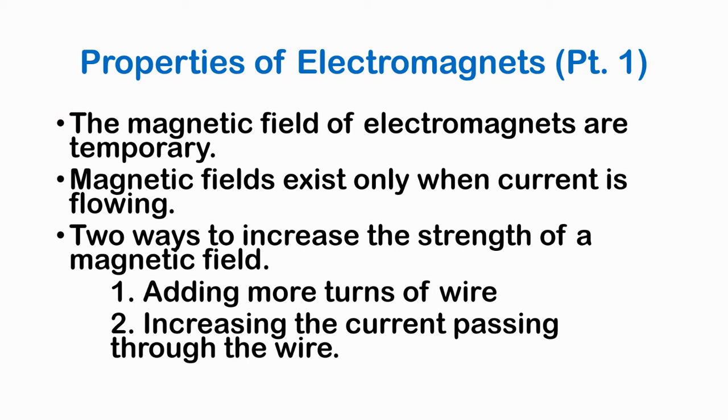The magnetic field of electromagnets is temporary. Magnetic fields exist only when current is flowing. There are two ways to increase the strength of the magnetic field. One, you can add more turns of the wire, which means making more loops. Two, you can increase the current passing through the wire, so you add more electricity.